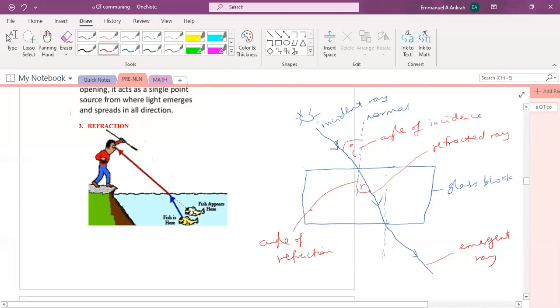Since the normals are parallel lines, this angle here will be the same as R. And then the angle here will be the same as I as it comes out. There are two parallel lines, and this is parallel to that. It's called the transversal.